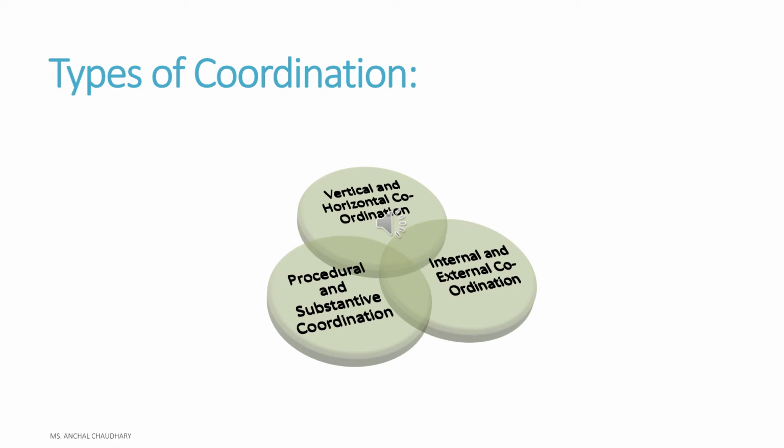Next is your procedural and substantive coordination. Procedural coordination focuses on the procedures and a predefined path. It establishes the lines of authority and defines the sphere of activity and authority to each employee. Whereas substantive coordination doesn't follow any procedural path. Instead, it is concerned with the content of the organization's activity. And also it is based on certain principles and specified knowledge.